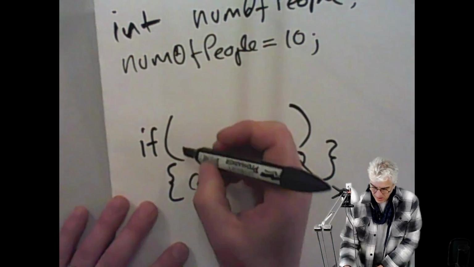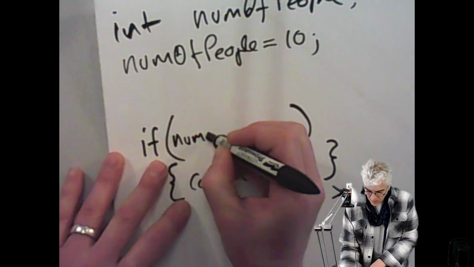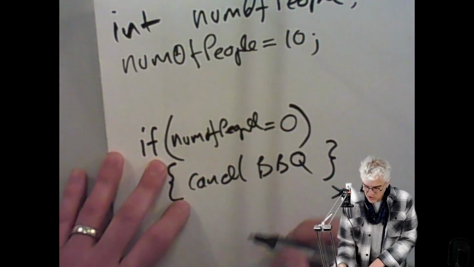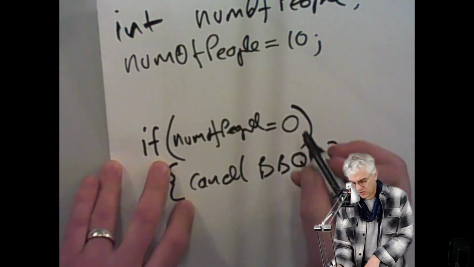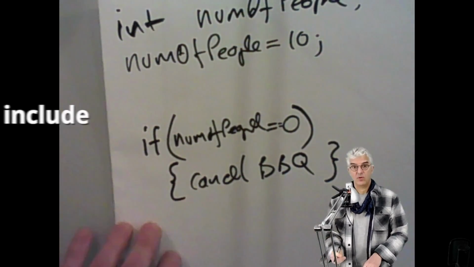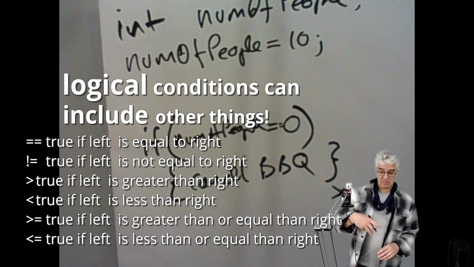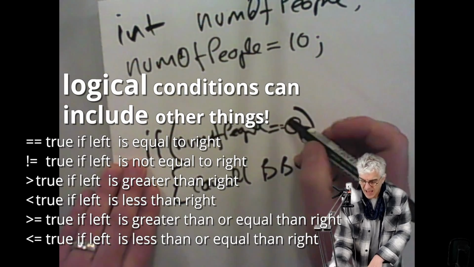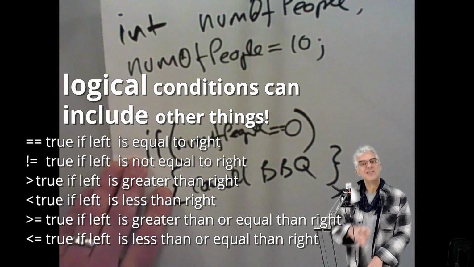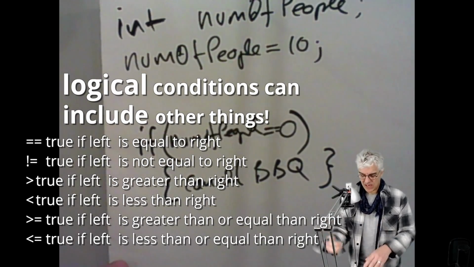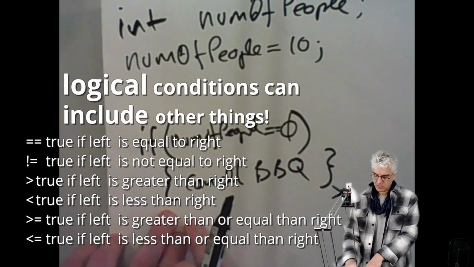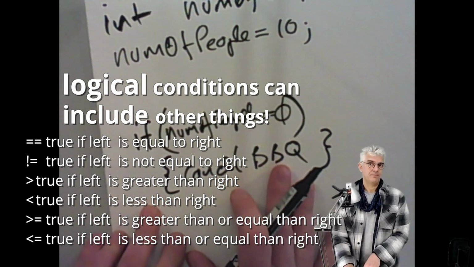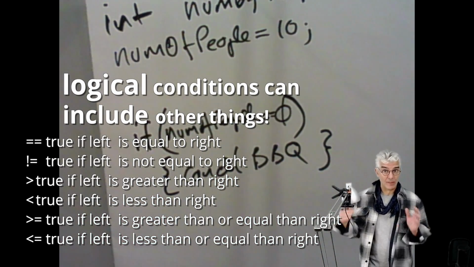I'm going to say, if num of people equals 0. Sometimes in computing you have to say equals equals, because otherwise it might try and put 0 into the number of people, like we've done here. Number of people equals 10. If number of people, and I think of it as is equal to, you do equals equals 0, cancel the barbecue. And this is the structure of a conditional statement. They're used all over the place to make tests.